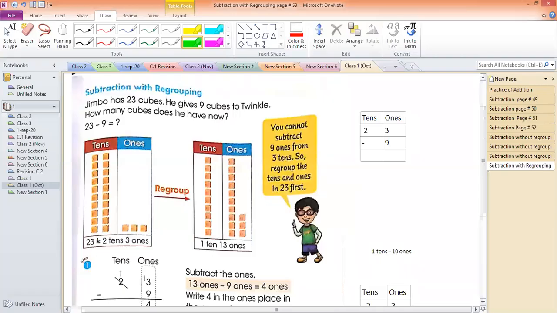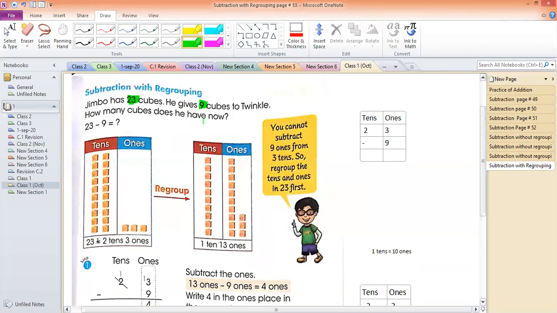This is the topic subtraction with regrouping, and the example is Jimbo has 23 cubes. How many cubes? 23 cubes. And he gives 9 cubes to Twinkle. Jimbo is having 23 cubes and he gives 9 cubes to Twinkle. How many cubes does he have now?